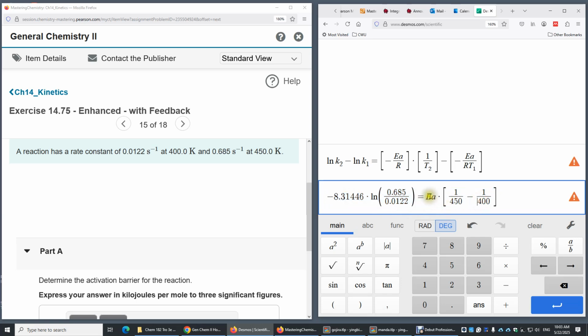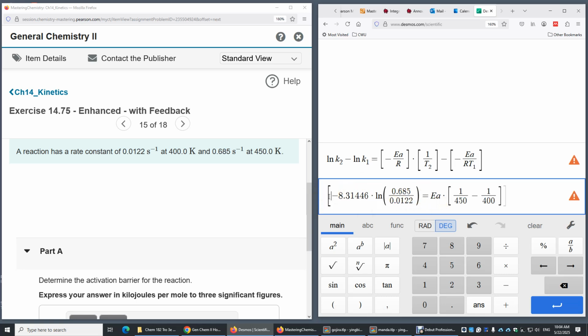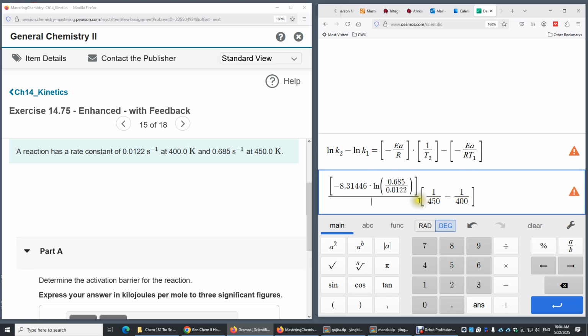Alright, so what I'm gonna do is I'm gonna include everything on the left hand side into a pair of square parentheses and then divided by this part.